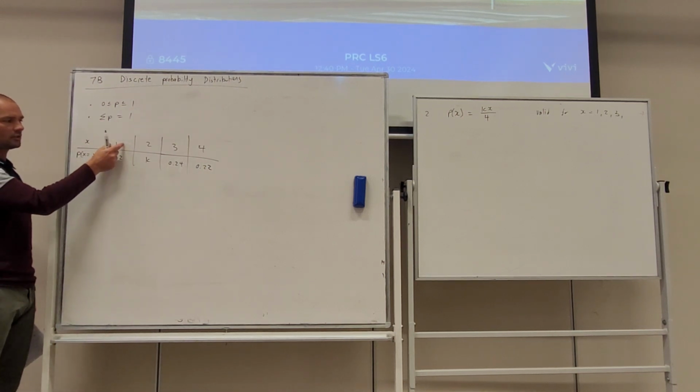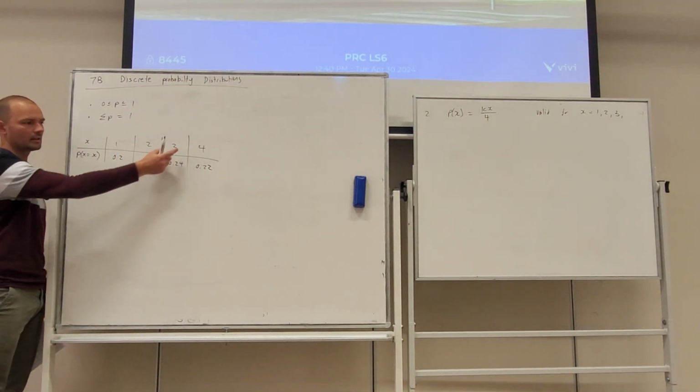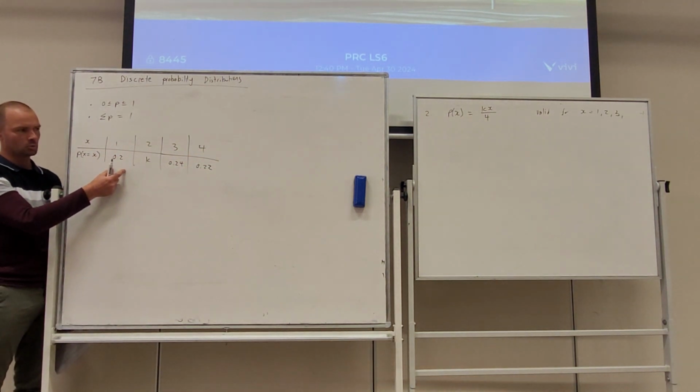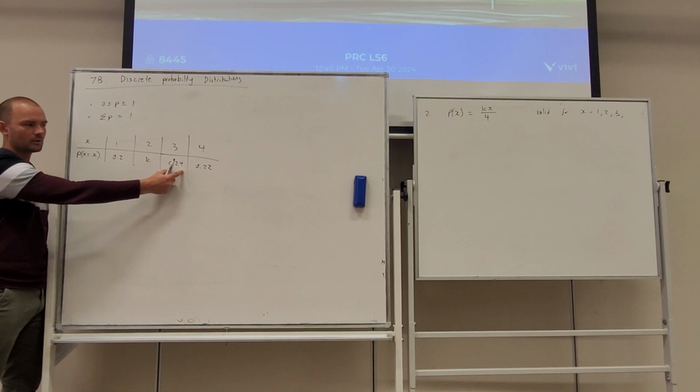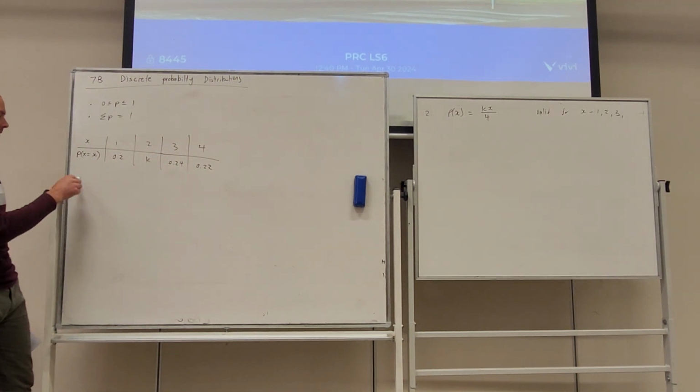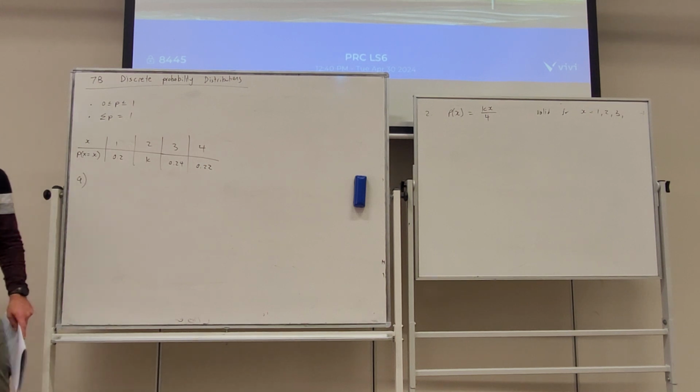The events are, you can get a 1, you can get a 2, you can get a 3, or you can get a 4. The probability of getting a 1 is 0.2. The probability of getting a 3 is 0.24. We don't know what this is yet, but we can calculate it, and that's what we're required to do first. How can we calculate it?